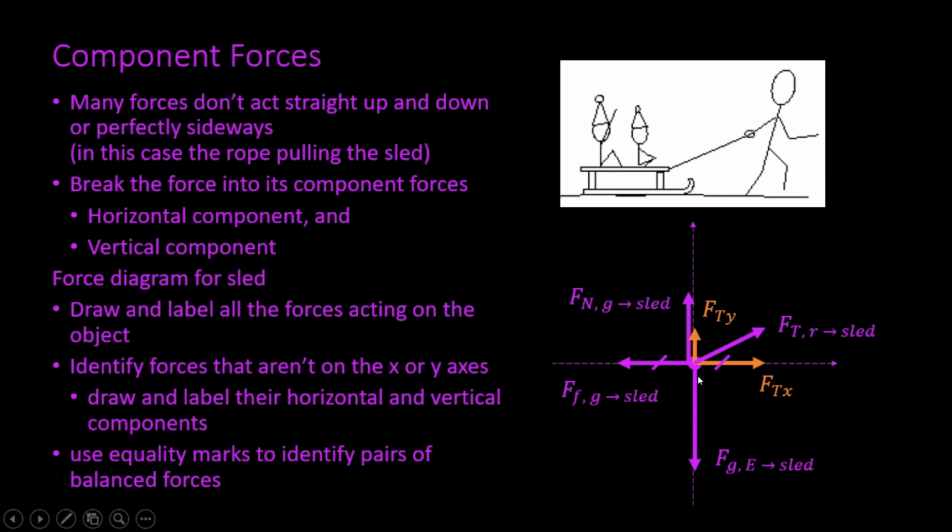So you can have balanced forces where two forces acting in one direction balance out a single force acting in the other direction. It's just in that case, it's not a pair of forces that are balanced, it's a triplet of forces, and you only use equality marks to identify pairs of balanced forces.